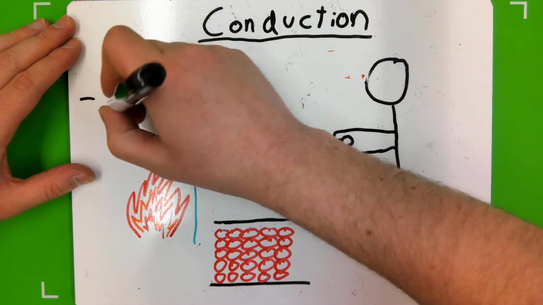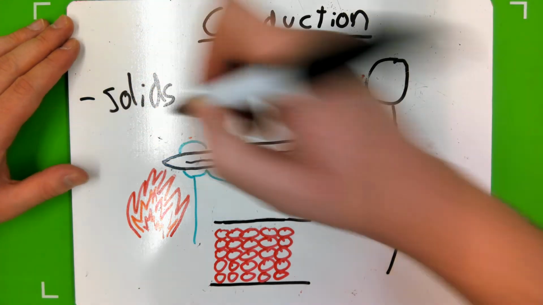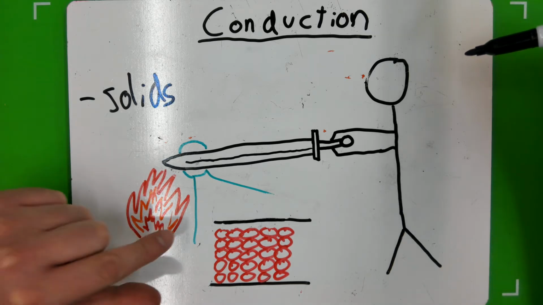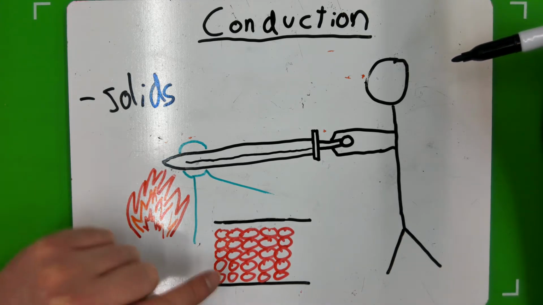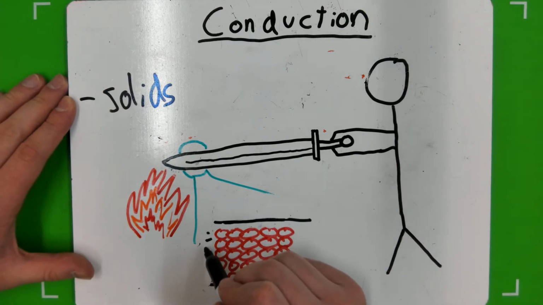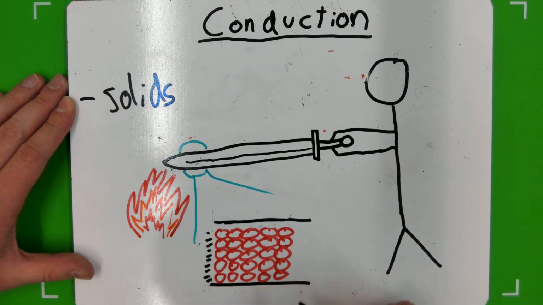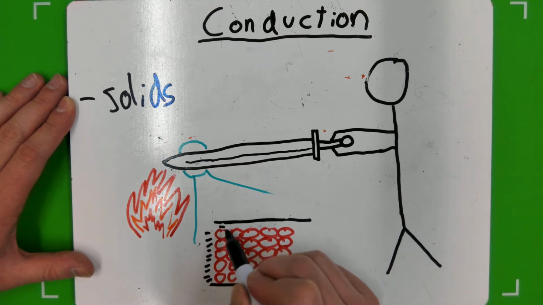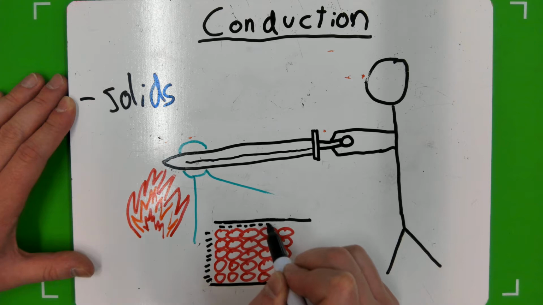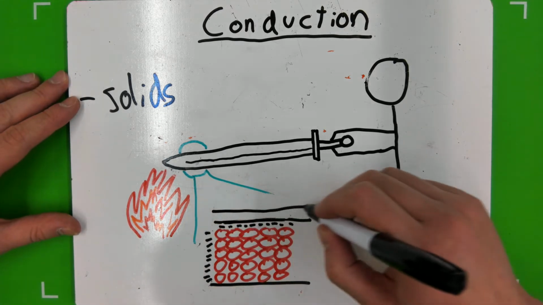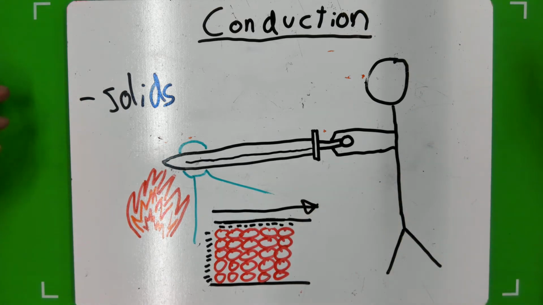Conduction happens inside solids. If I put my sword here close to the fire, the particles that are close to the fire will slowly start to move around as the thermal energy increases. And as they move around, they bump their friends, and their friend starts to move around, and so on until the particles move around everywhere. So thermal energy is moving this way.